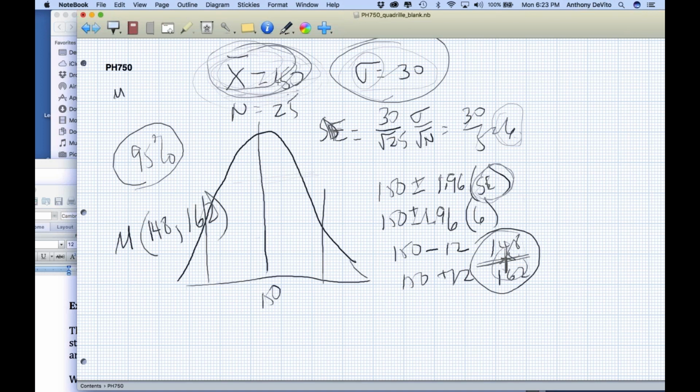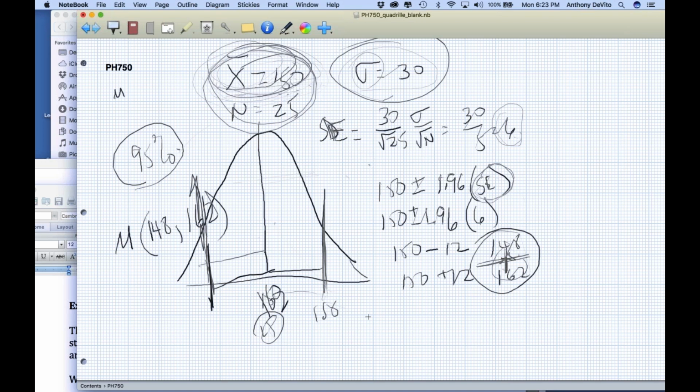Because I wouldn't expect to get a sample that was that extreme. In other words, 150 might have been at this end, and the true population mean might have been 162, or 150 could have been at this other end, and the true mean could have been 148. I know that there's a 95% likelihood that the true mean is going to be within 1.96 standard deviations below or above that 150.